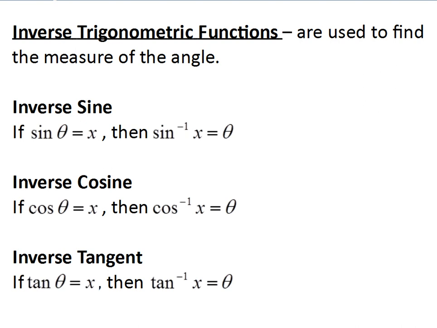We have inverse trigonometric functions. These are used to find the measures of the angles. So if we have the sine of theta is equal to x, and you want to find the value of theta, to take the sine to the other side, you use the inverse. We would do the exact same thing for cosine and for tangent. So anytime you are looking for an angle measure, you will use the inverse of your trig function.